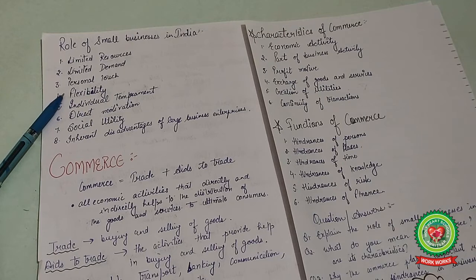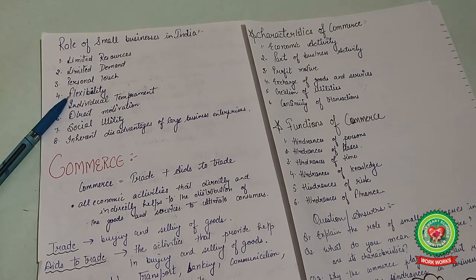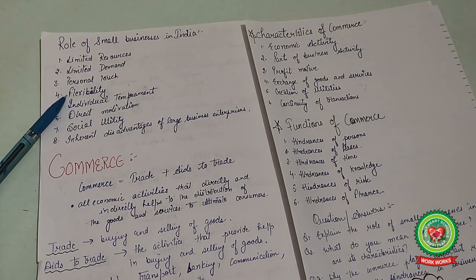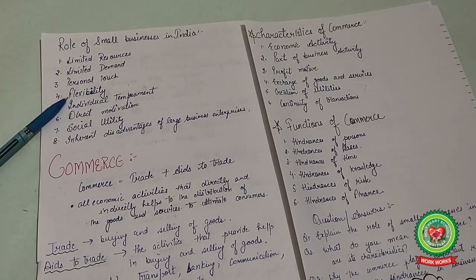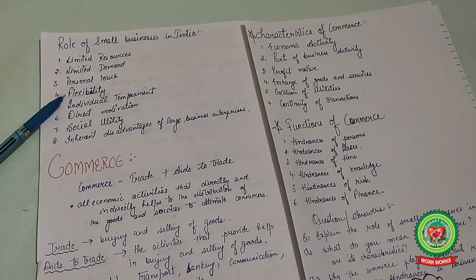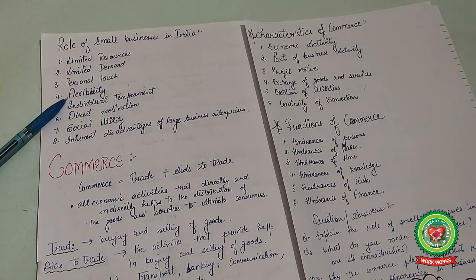Next one is flexibility. Flexibility means changes in demand should be accommodated. Whatever the customer now demands, production should be done accordingly. This is known as flexibility. Production can easily be changed because the work is done by hand, so they can change according to the demand of the customers.